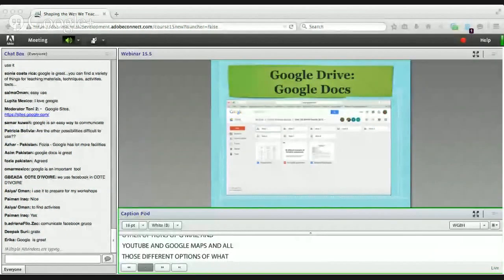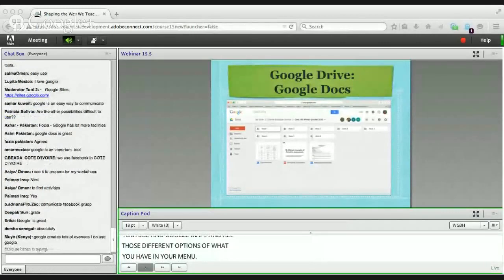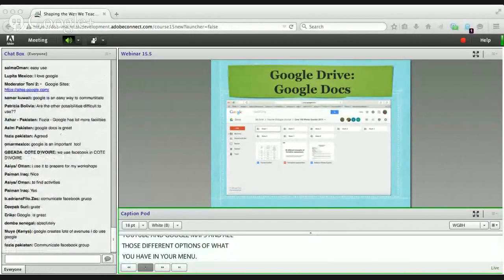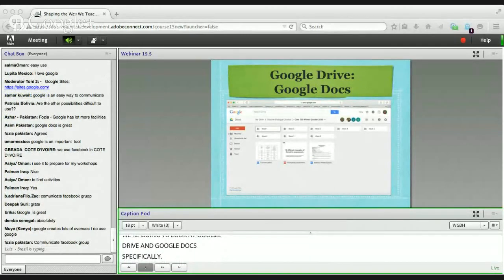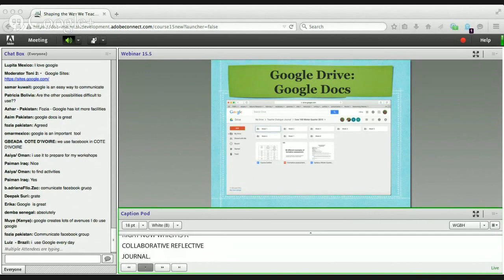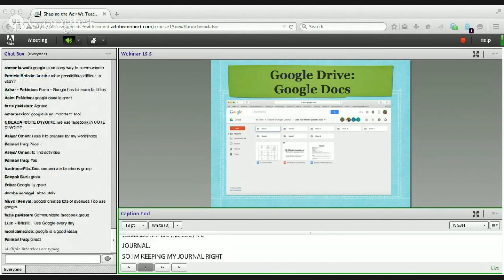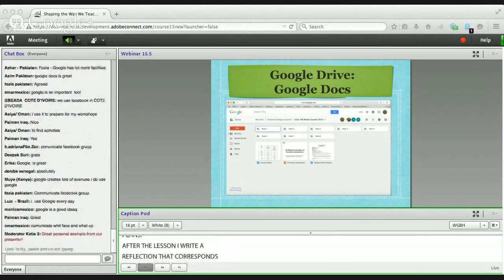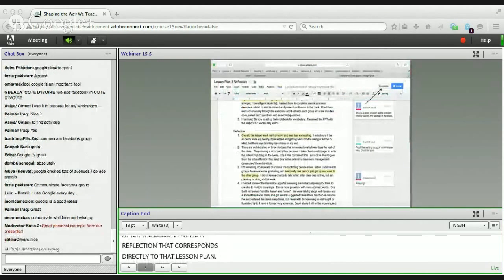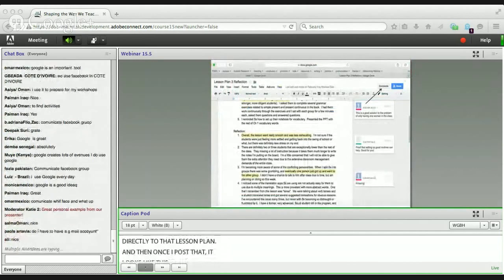So this is a screenshot of mine. This is within one folder. I have many other different folders and documents that are uploaded to it. This is actually a project I'm working on right now, which is a collaborative reflective journal. So I'm keeping my journal right online rather than in a notebook. I'm putting up all of my lesson plans. So I put my lesson plan for that day's lesson, and then after the lesson, I write a reflection that corresponds directly to that lesson plan. And then once I post that, it looks like this. Let's see, this is a pretty early one, lesson plan 3 reflection.